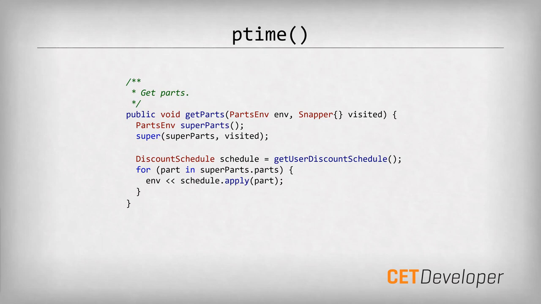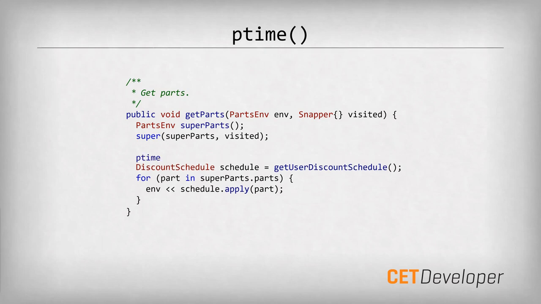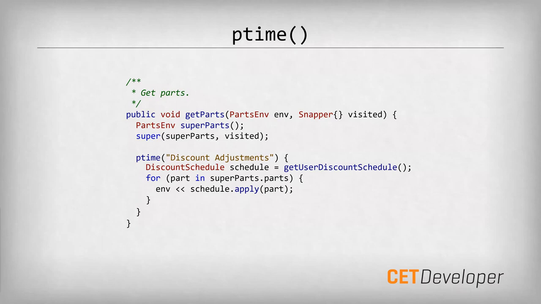P-time is the most rudimentary of the time testing tools that we have. I like to think of it as like the PLN of performance tests because it's so easy to use. You just add in the keyword P-time, you give it a string, just something that you're going to recognize later, and then you encapsulate the code you want to test inside of curly braces.